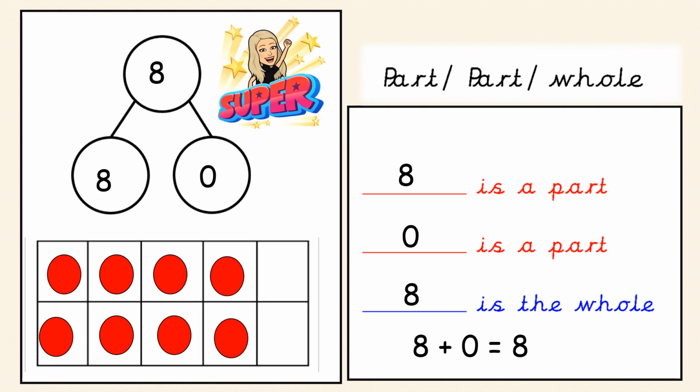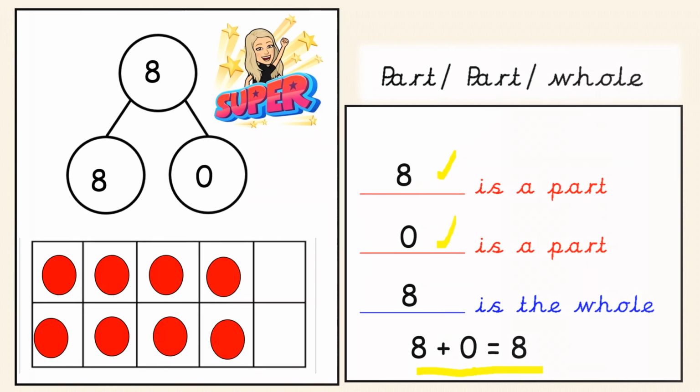So for this part whole, we have 8 as a part, 0 as a part, and the number sentence is 8 plus 0 is equal to 8. So there's 8 red, and there's 0 that are blue or any other colour. Okay, next one.